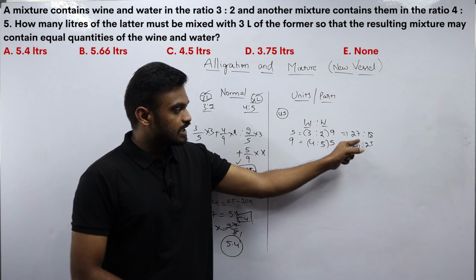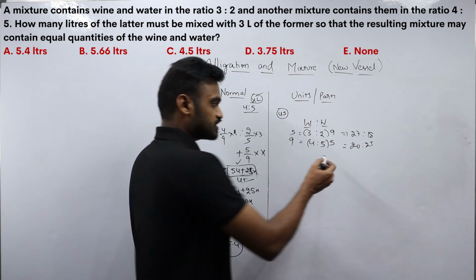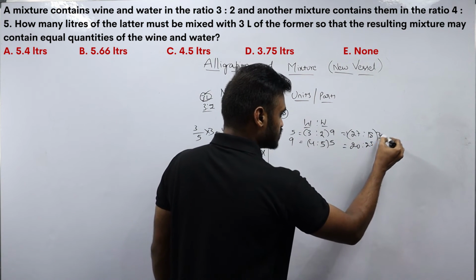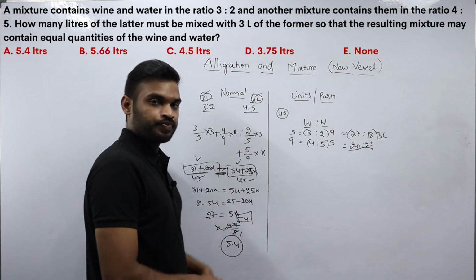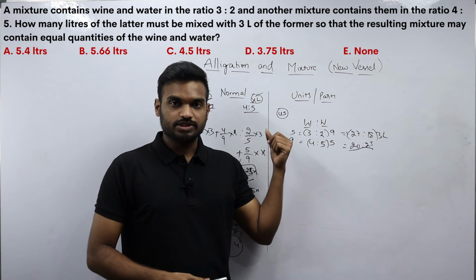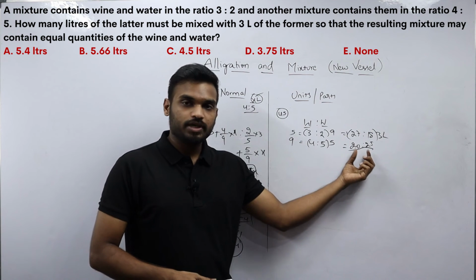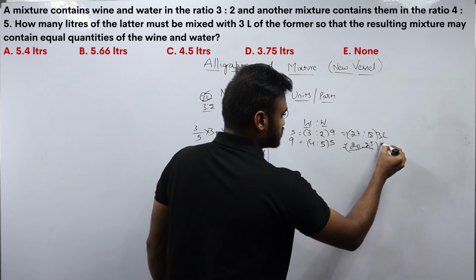Now we can directly add the total ratios. But what they are saying is the first vessel contains 3 liters of mixture and we don't know the total quantity of the second mixture. They say the first vessel contains 3 liters of mixture, and we don't know how many liters the second vessel has, so I am assuming it as x liters.